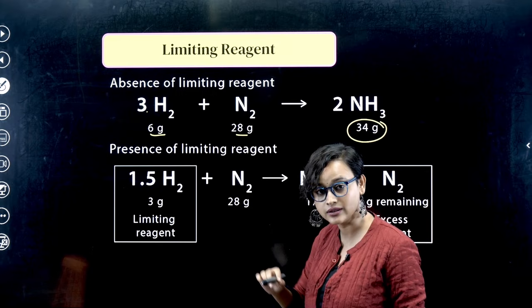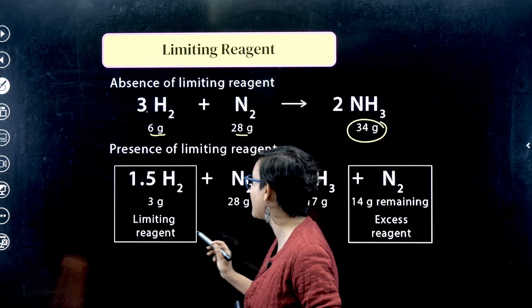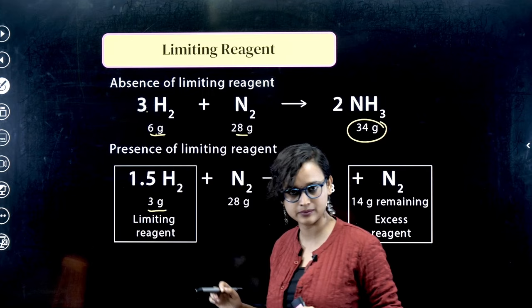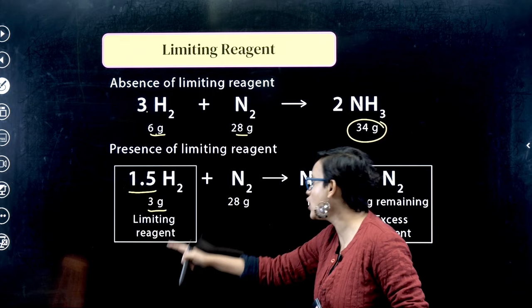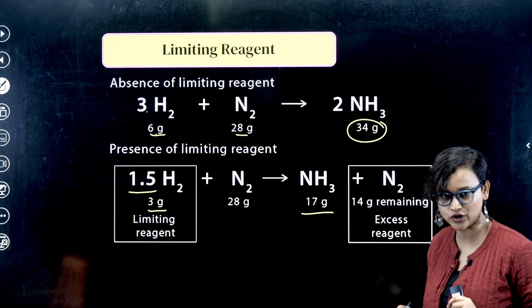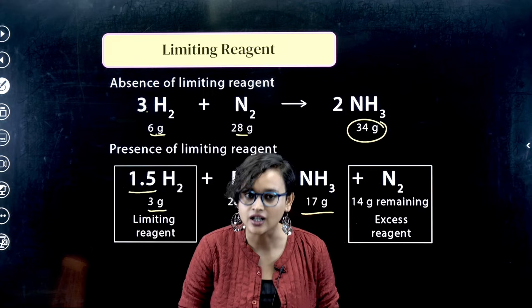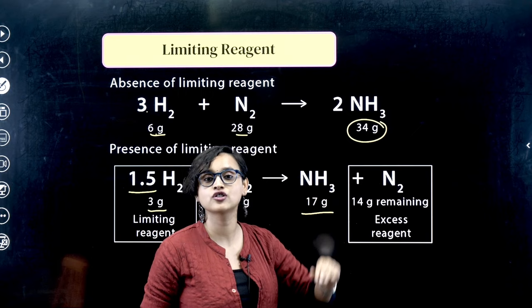But now what if I take a limiting reagent? In the presence of limiting reagent, what will happen is, instead of taking 6 gram, I'm taking 3 gram. And the coefficient becomes here 1.5. Now see how much the reaction changes. Here it was 34 gram, here it is 17 gram of NH3. Only 17 gram of NH3 is formed and rest of the NH3, 14 gram, it becomes your excess reagent. Because you took less amount of hydrogen, it did not allow the formation of NH3 completely.